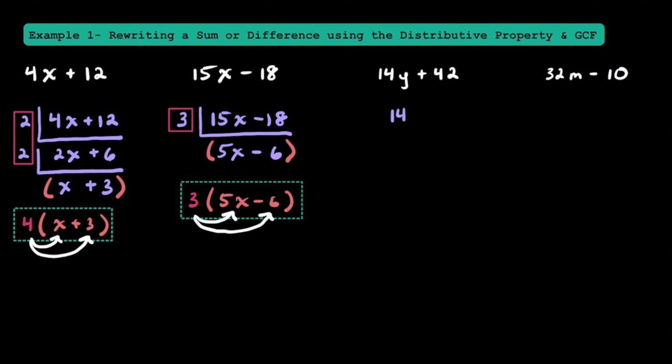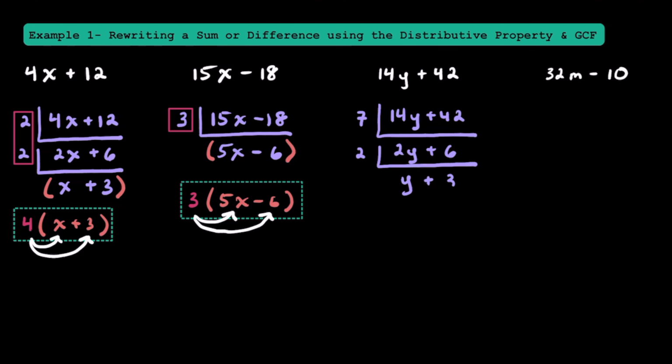Now let's try this 14y plus 42. Between our coefficient of 14 and our constant of 42, you should think of the number 7. 7 goes into 14y 2y times, and 7 goes into 42 6 times. Since our coefficient and our constant aren't relatively prime yet and they're both even numbers, we know we can divide them both by 2. 2 goes into 2y y times, and 2 goes into 6 3 times.